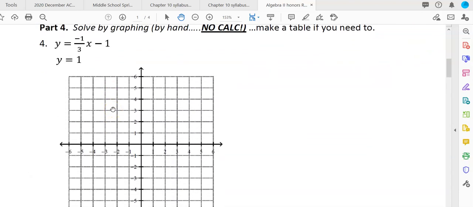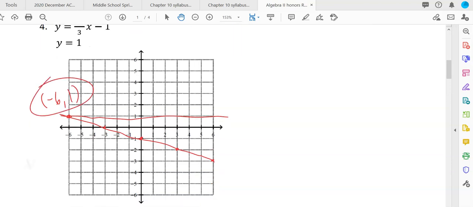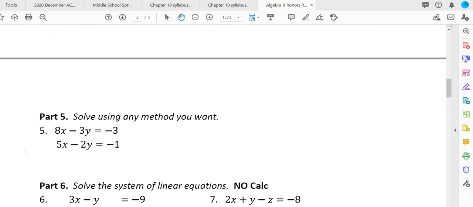I made this problem nice. So negative 1/3 x minus 1, so negative slope: if you go down 1 and over 3 to the right, or up 1 and 3 to the left, you've got your points. It goes through all those nice points there. And it goes through this line here, y equals 1, so it does hit there at negative 6, 1. So that's your solution. Make sure you write your answer there.